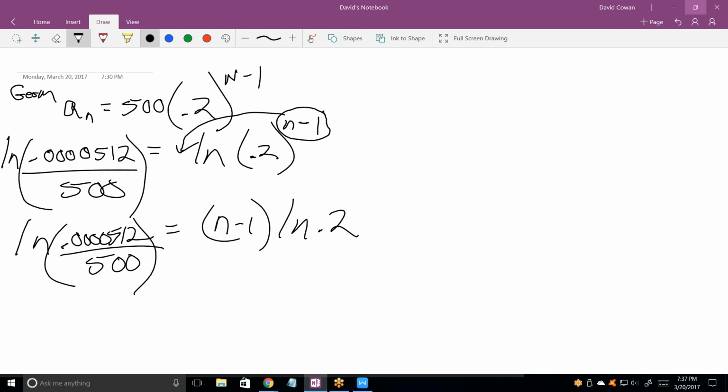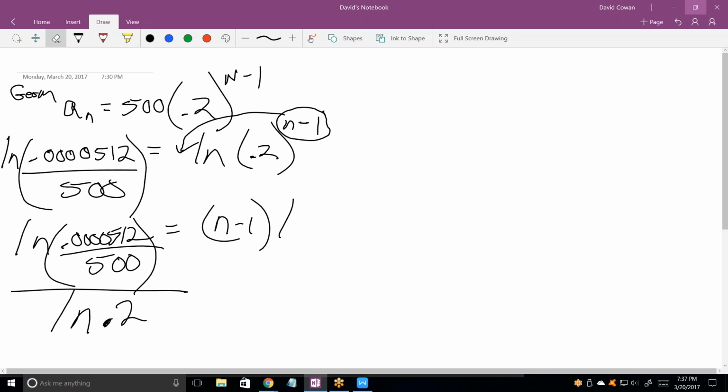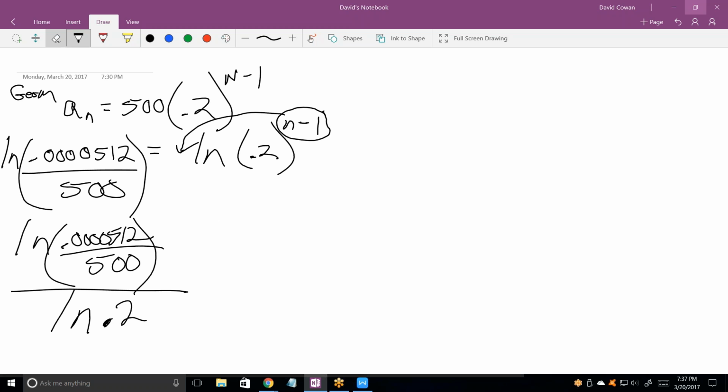Now, the important thing to understand about logs is they're just numbers. This thing is just a number. So if I want to solve for n, I'm going to treat this like it was a coefficient in front, and I'm just going to divide both sides by it. So I'm going to divide both sides by natural log of 0.2. And that gets rid of it from there. Now to solve for n, I add 1 to both sides. So plus 1 is equal to my n.